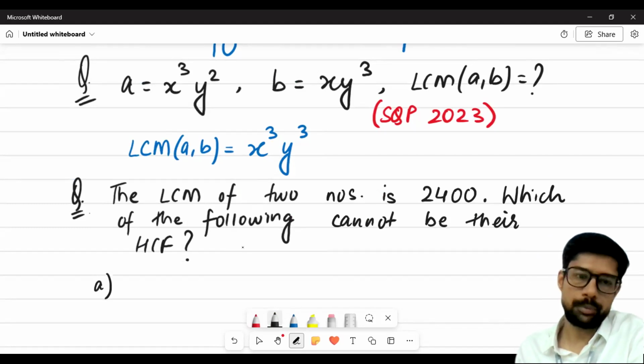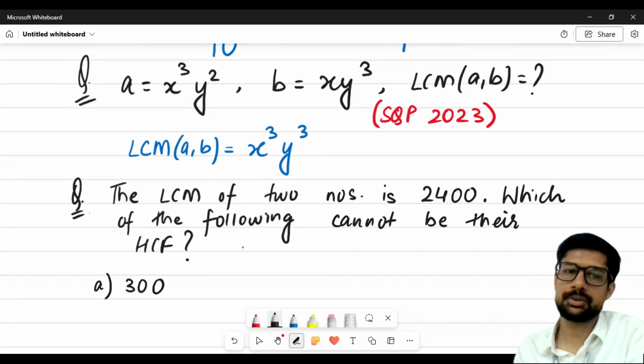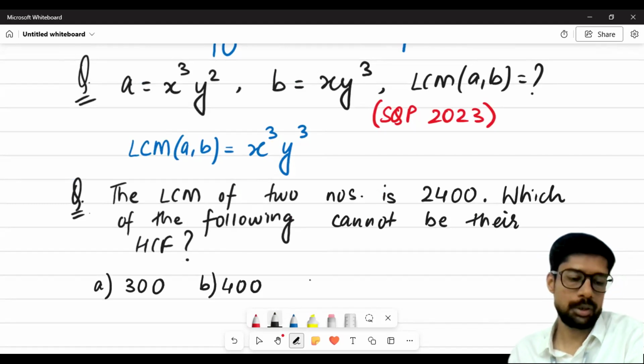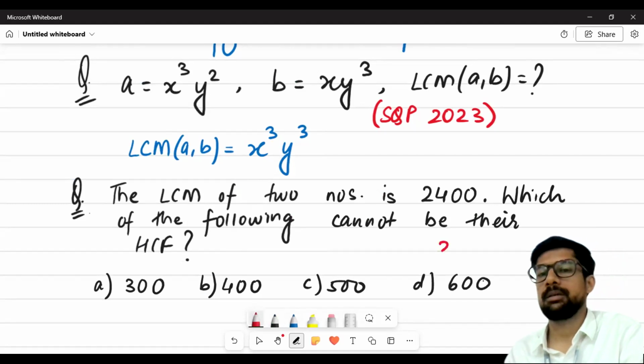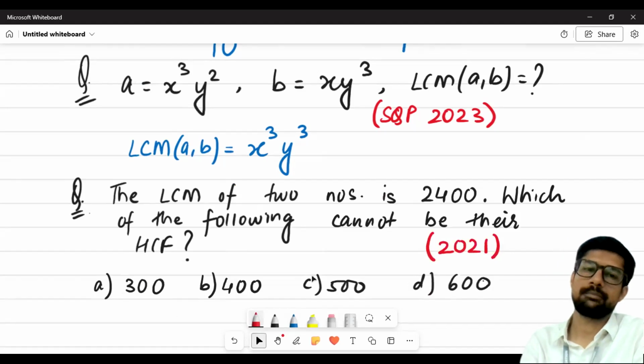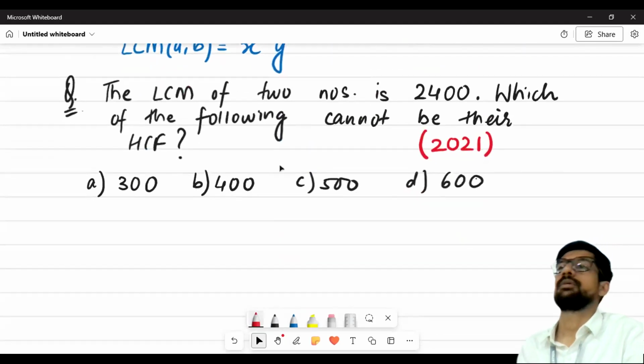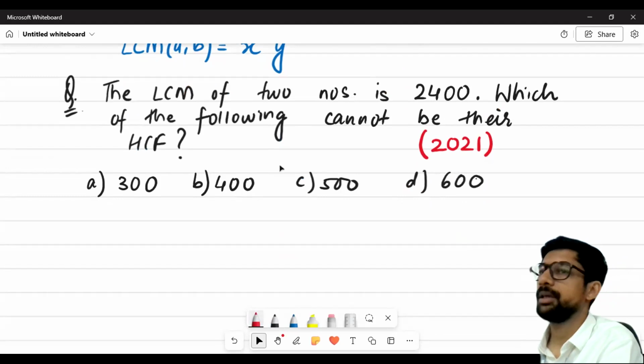An interesting concept to be used in this question. Now we talked about this in the last class. Okay, 300, 400, 500, 600. Can you answer me immediately? The question was asked in 2021. Yes, everybody is okay with that?